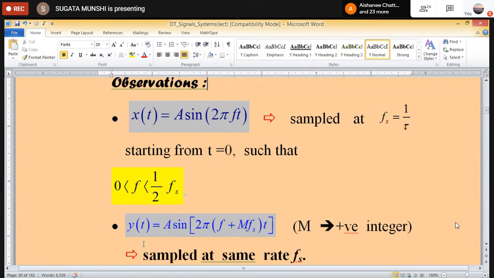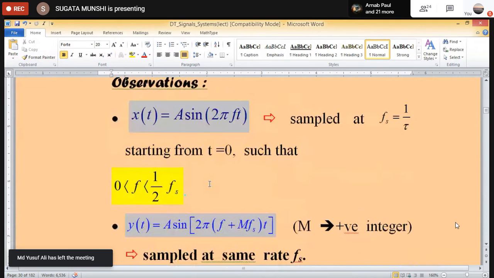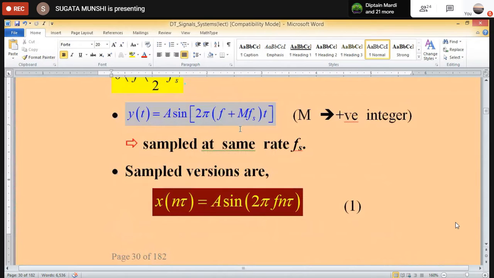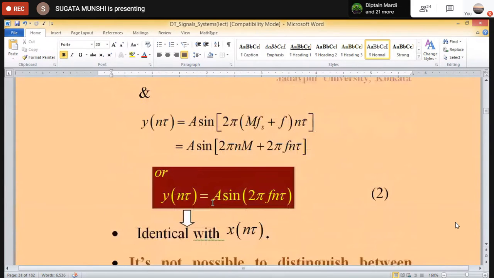Each member of this group of sinusoids is also sampled at the same rate, fs greater than twice f. Then what will be the sampled version of x(t) and what will be the sampled version of y(t)? That is the question. x(n tau) will be obtained simply by replacing t with n tau. y(n tau) will be obtained by replacing t with n tau in this expression.